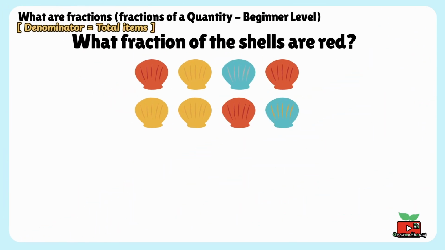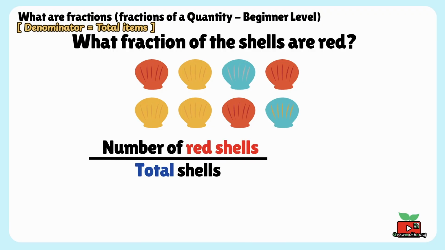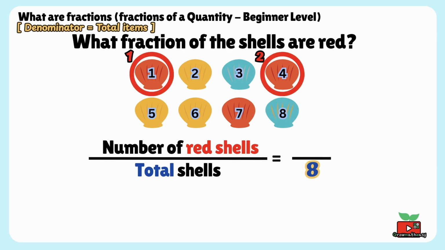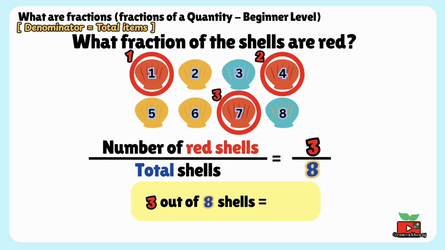Let's try one more. What fraction of the shells are red? We take the number of red shells over total shells. We have 1, 2, 3, 4, 5, 6, 7, 8 shells in total. And then we have 1, 2, 3. 3 of them are red. So 3 out of 8 shells gives us 3/8.